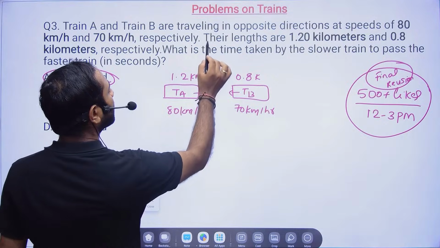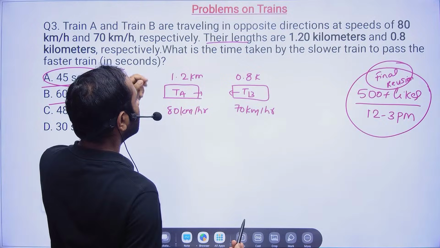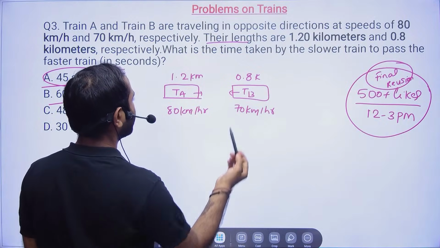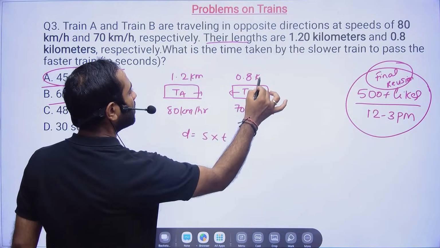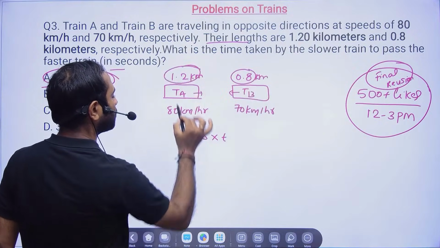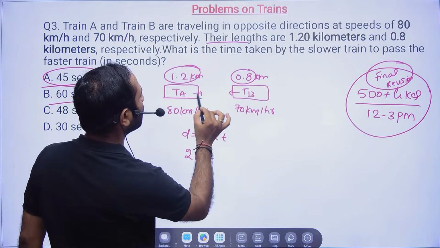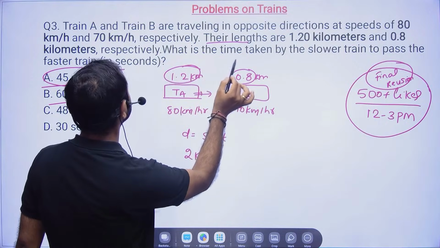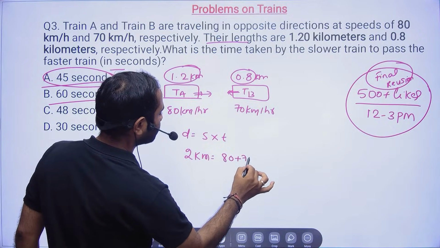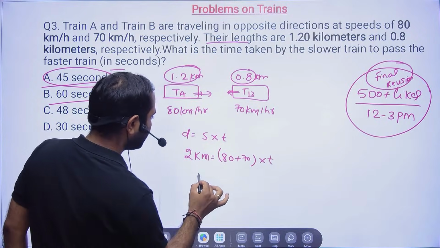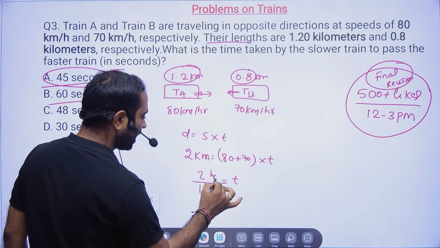What is the time taken by the slower train to cross the faster train? Distance equals speed into time. Here 0.8 plus 1.2 will be 2 kilometers. Speed: they are moving in opposite directions, so 80 plus 70 into time. So 2 divided by 150 equals t, and this is in hours.